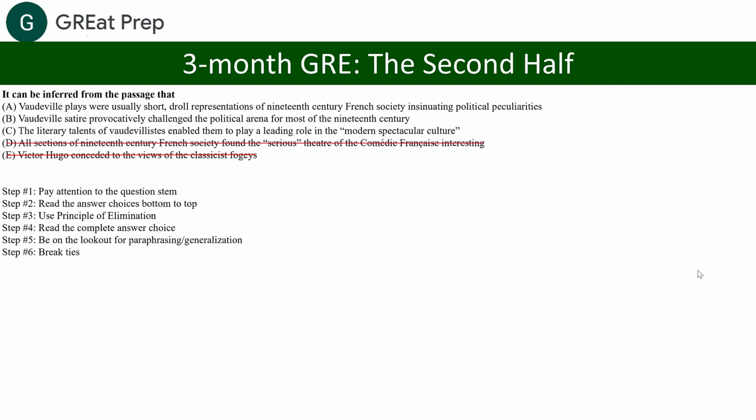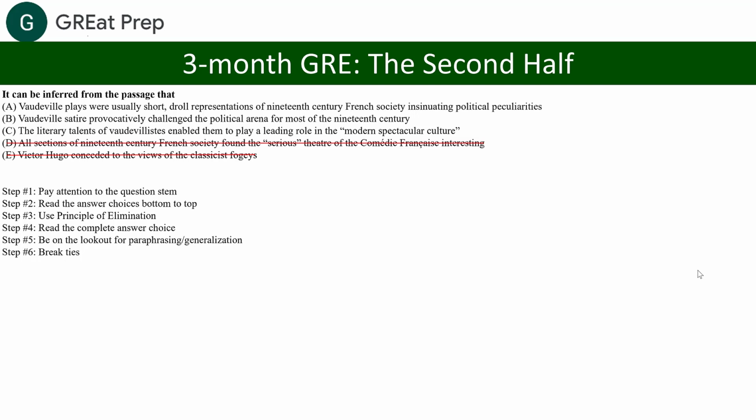The literary talents of vaudevillists enabled them to play a leading role in the modern spectacular culture. The modern spectacular culture. Now, this is a phrase in quotations, modern spectacular culture. And we already discussed that as you're reading through the passage, when you come across certain phrases or words which are in quotation marks, what that basically means is the meaning of that word or the phrase might not be the literal dictionary meaning of that, right? And you can see that the GRE loves using those words or phrases in the answer choices or in the questions.